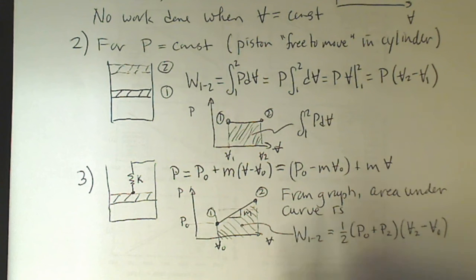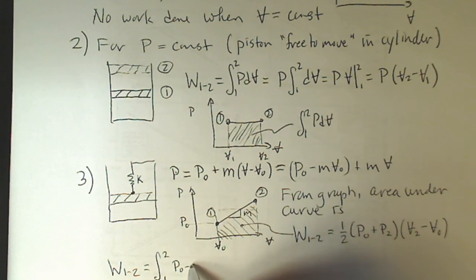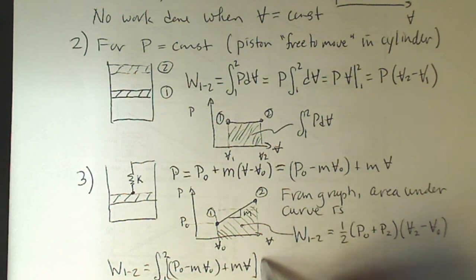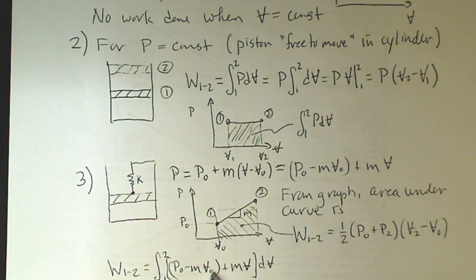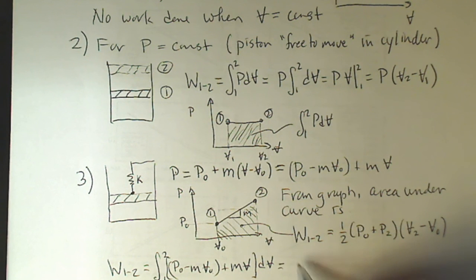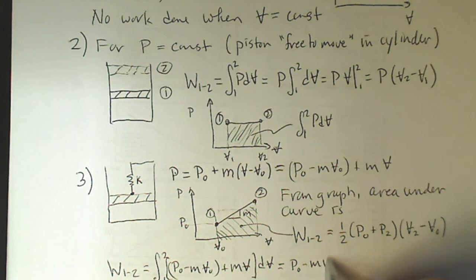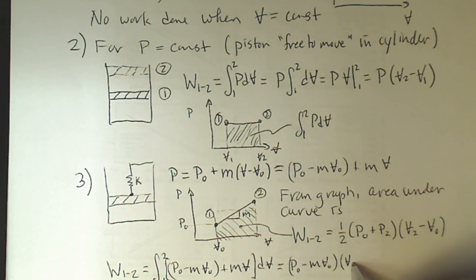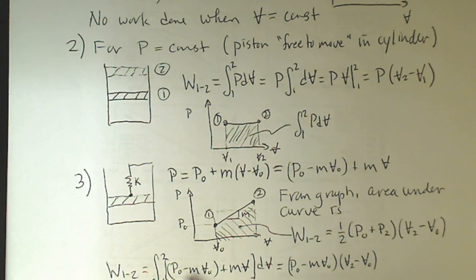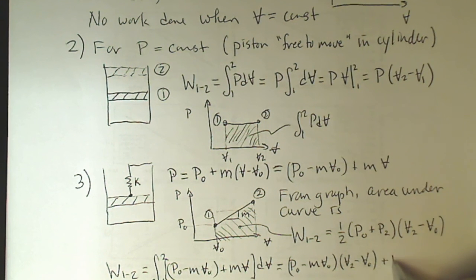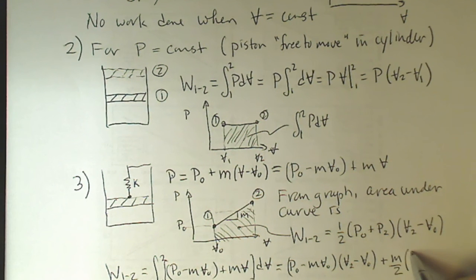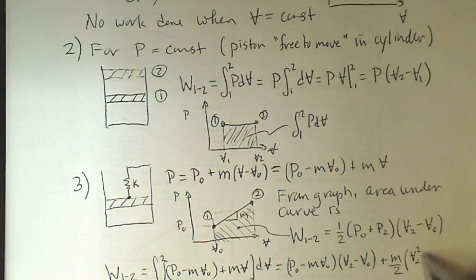But we could also go through the rote mechanics of this integration. If I put in here P0 minus MV0 plus MV dV, this part is just a constant, and then this is constant times V dV. So I'll spare you a little pain and try to write this out. We're going to end up with P0 minus MV0 times V2 minus V0. That's what I'll get from integrating that first term. When I integrate this second term, I'm going to get M over 2 times V2 squared minus V0 squared.